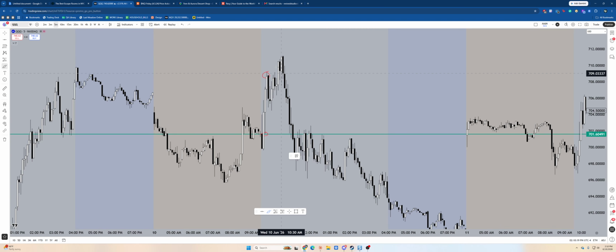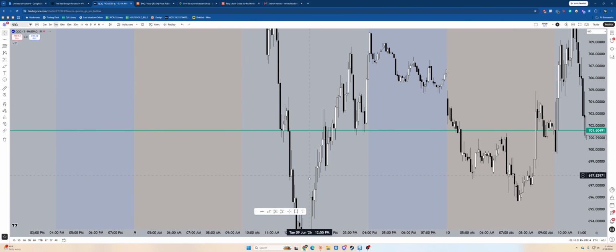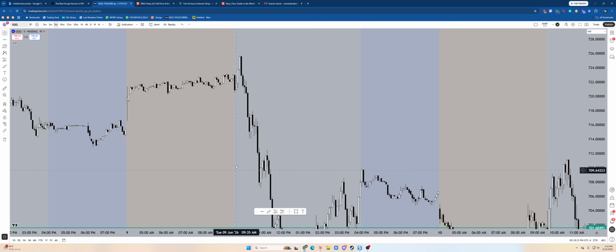Take a look at this. Back below the opening print, all we did was bear flag below it, creating lower highs, and just targeted a new low of day. So a very good reference point again. Let's take a look at the day before. Day before, right here.